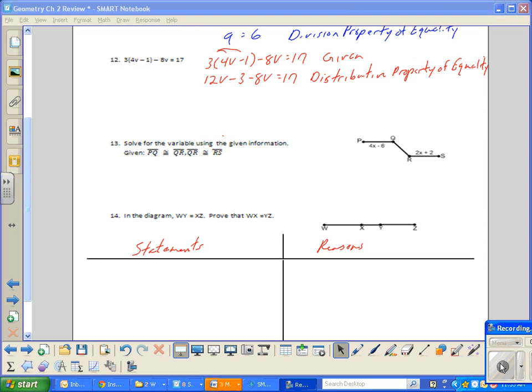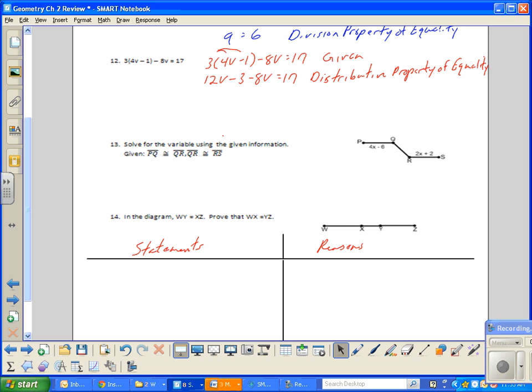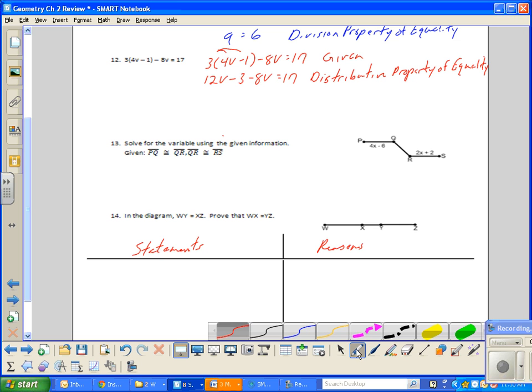Okay, sorry that I was interrupted there, so you might notice some things have changed on the screen, but we're right here where we left off. The distributive property of equality. That's what we did there to distribute the 3. Then we're going to combine the 12v and the 8v, so that's going to give us 4v minus 3 equals 17. And since we're just combining on one side, that's just simplifying.